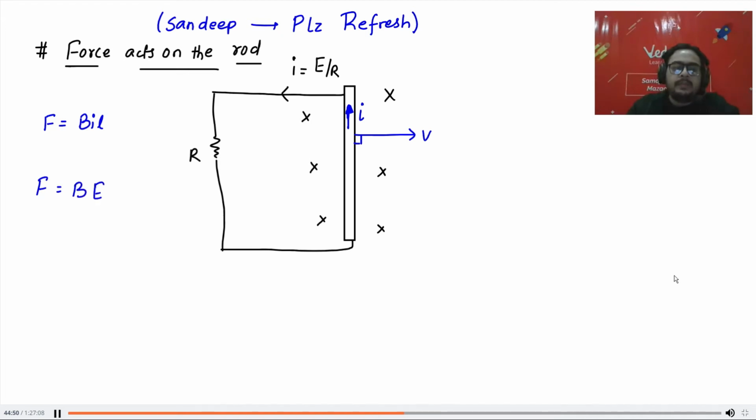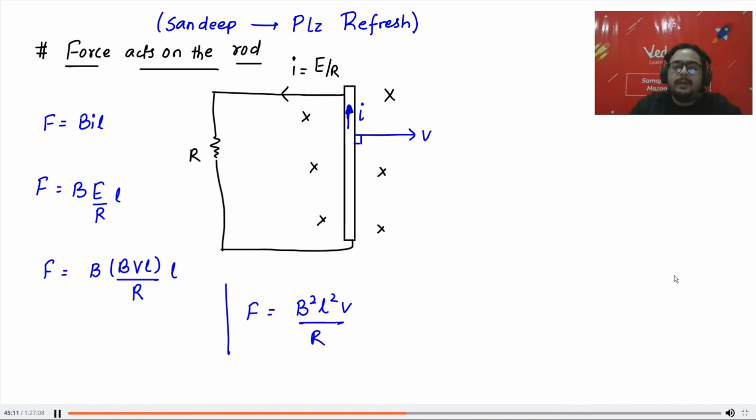So I know B is B. I know current is E by R. And then the length is L. So force I'm going to get is B. What is the EMF? It is BVL. Am I correct? Upon R into L. So the force that you get is B square L square V by R.